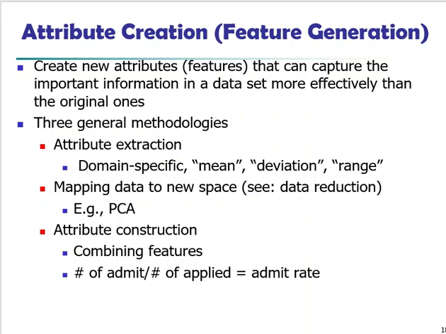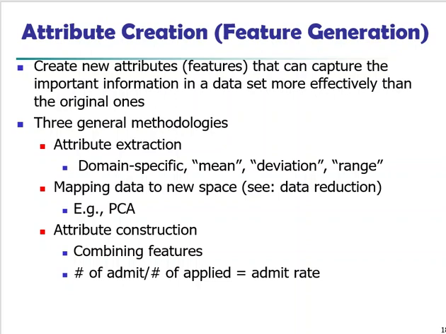Three general methods are used in attribute creation. First is attribute extraction. Attribute extraction is domain specific. Depending on what problem you need to solve, you need to figure out what attribute to create, to add. For example, when you already have a set of measurement data, you might derive mean, deviation, or range, and add those as new attributes to your data set, and see if it might add additional information to solve the problem. But again, you have to know the domain knowledge.